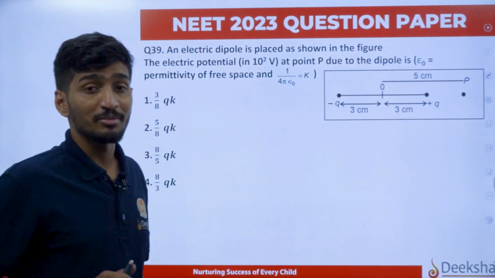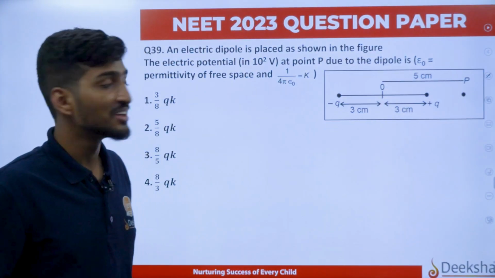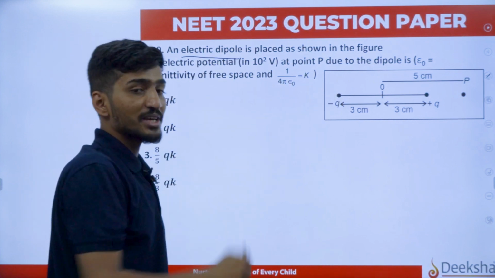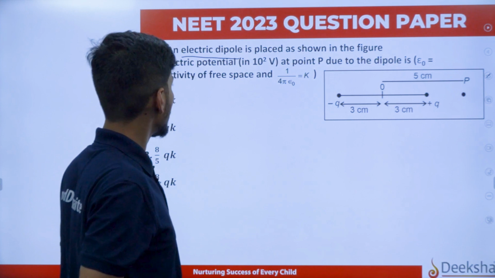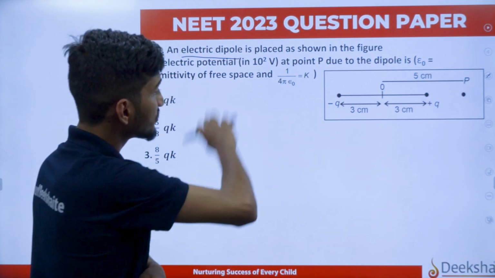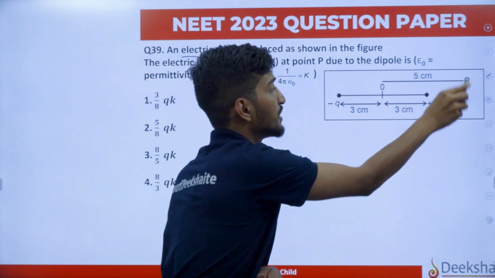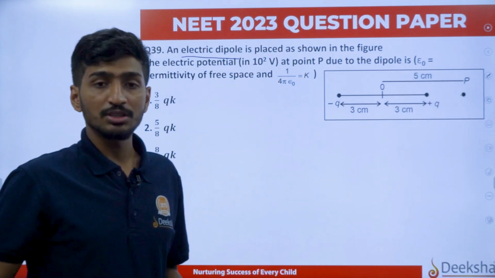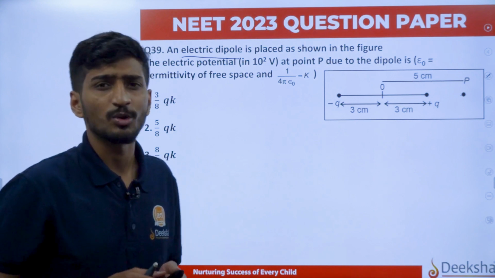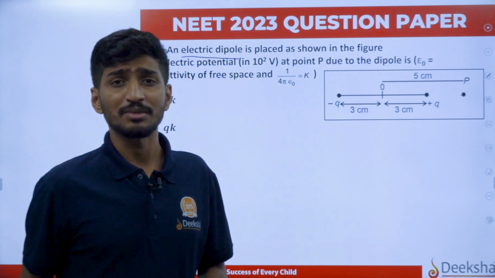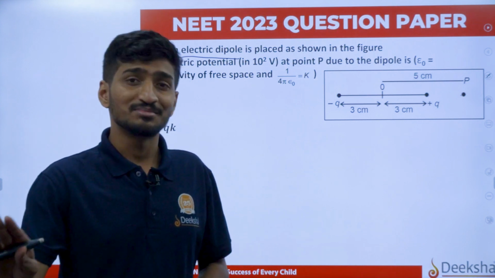Let's look at this question from electrostatics again. The question says there's an electric dipole and it is placed in space as shown in the figure. They are asking you to calculate the electrostatic potential of this setup at point P. So how do we calculate electrostatic potential due to a dipole? Do we have a formula for that? Some of you might remember the formula for that, Kp by r square or something like that. That's not required.